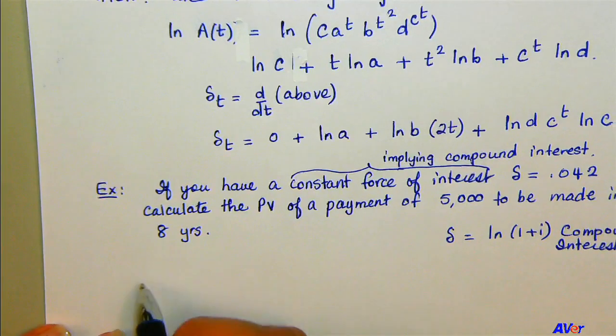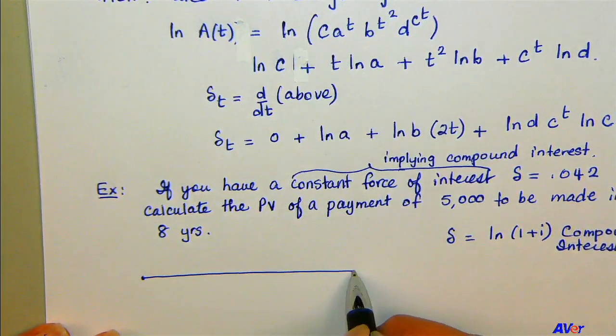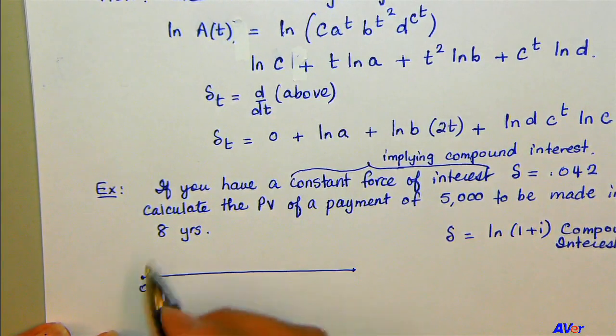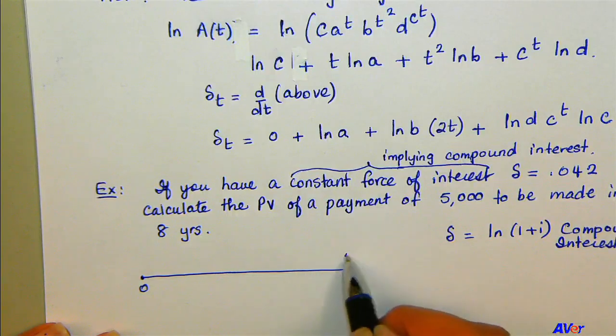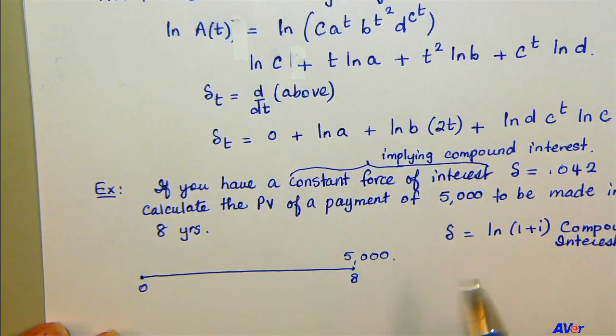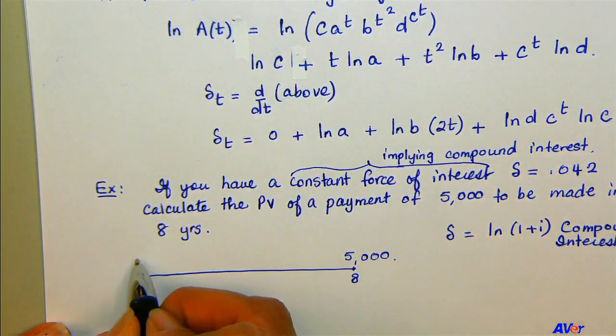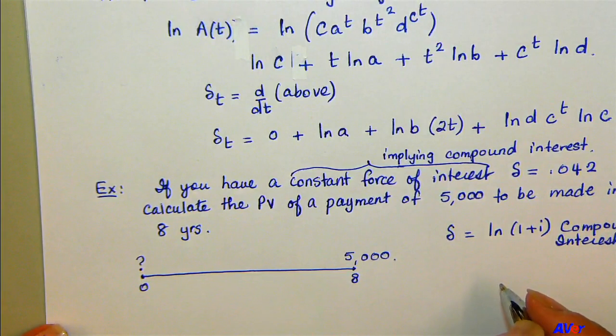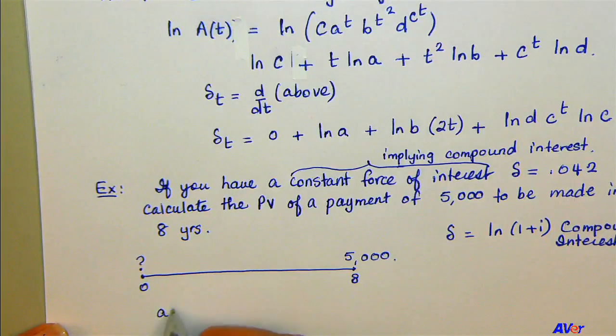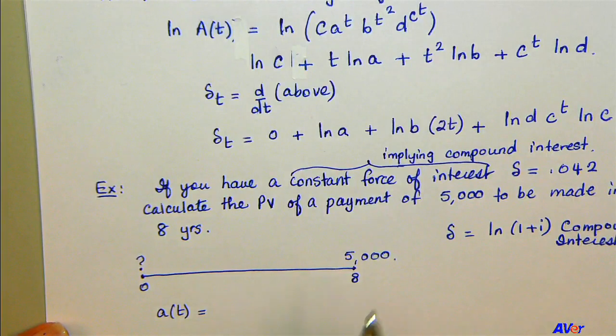So the question here is the following. Here's time 0. Here's time 8. Calculate the present value of a payment of $5,000 to be made in 8 years. The question is, what is this value here? The present value. So what is A of t for compound interest? Do we know? A of t equals what? It's 1 plus i to the t, but that's not going to help me right now unless I want to change my delta to i. Right? So what if I don't want to do that?